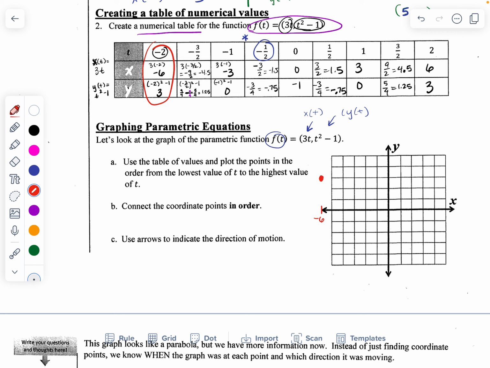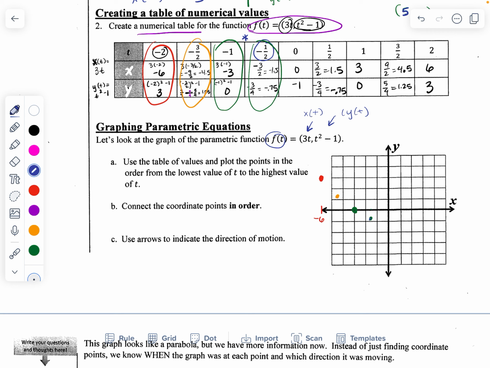After that, we're going to go in order. This is really important. So from there, I know when t equals negative 3 over 2, it's going to be negative 4.5. So we're going to go negative 1, 2, 3, 4 and a half. And then we're going to go up 1 1/4. This next one is when t is negative 1, it's at negative 3, 0. The next one is when t is negative 1/2. We've got negative 1 1/2, up, or sorry, down 3/4.